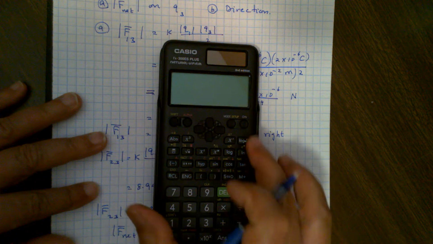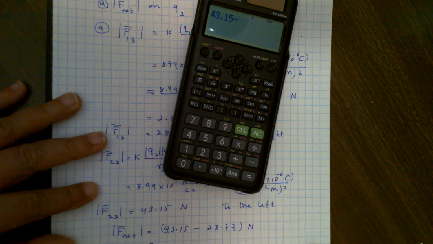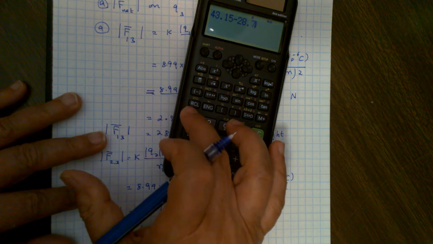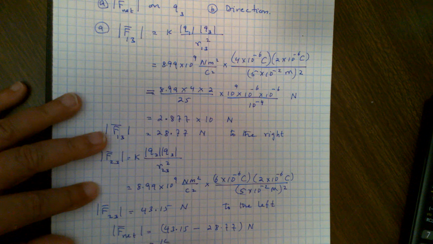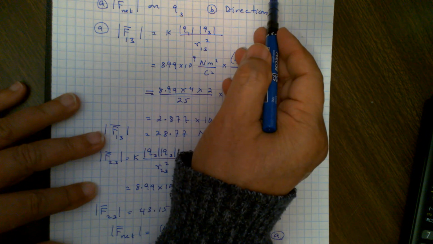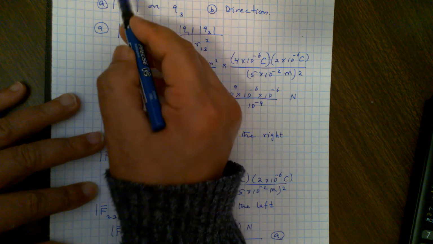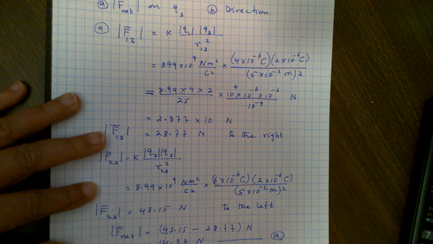Let me do this calculation. 43.15 minus 28.77. Sometimes I plug in things wrong, so let me know. And the answer is 14.38. So that's 14.38 newtons. That's the magnitude, the answer for part A. And for part B, since the force from Q2 on Q3 is bigger than the force from Q1 on Q3, the net force will be directed towards the left. So the answer is to the left, or away from the plus 6 microcoulomb charge.